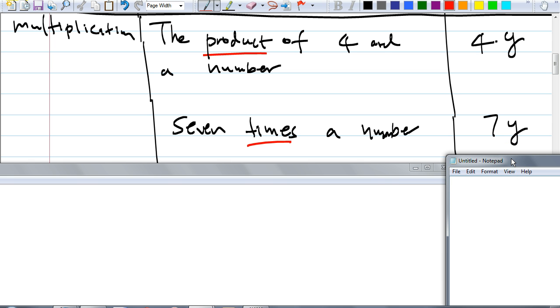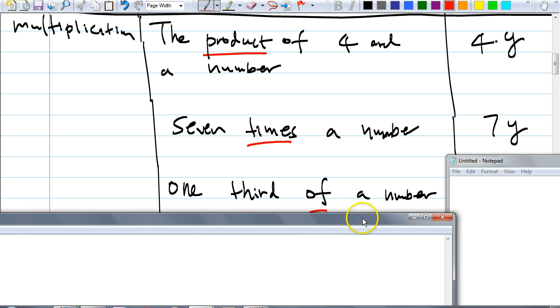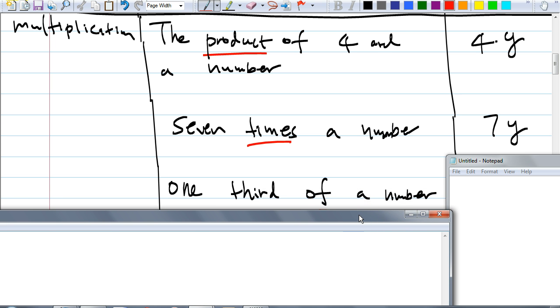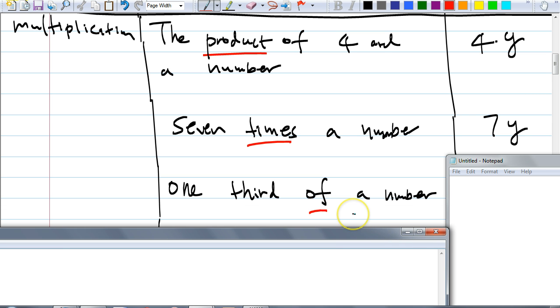Then let's look at another one for multiplication. How about this? 1/3 of a number. Which one of these is a key word for multiplication, do you think? How about Livy? Of is correct. Turns out of many times means multiplication. Like when you did percent problems, like 35% of whatever, of means multiplication. So this of also tells you it's multiplication.